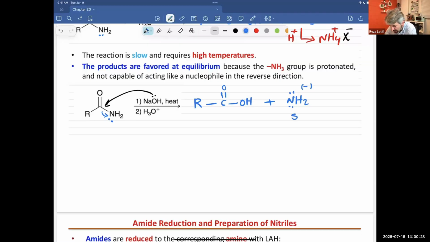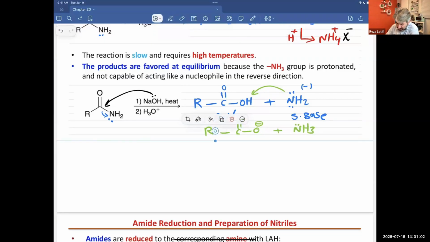This is a strong base, while the neighbor one is an acid. That cannot happen. You cannot have a strong base close to an acid. That means the base is going to go after the acidic H and remove it, and it will turn it to RCO, O minus. That means it's a carboxylate. And the NH2 will turn to NH3, or ammonia.